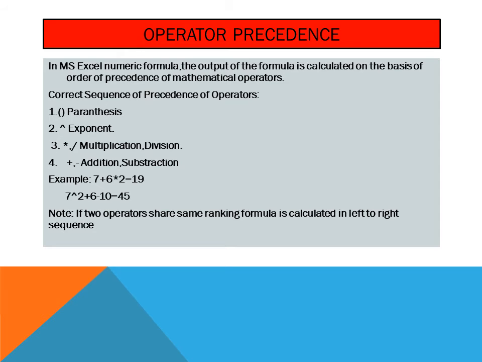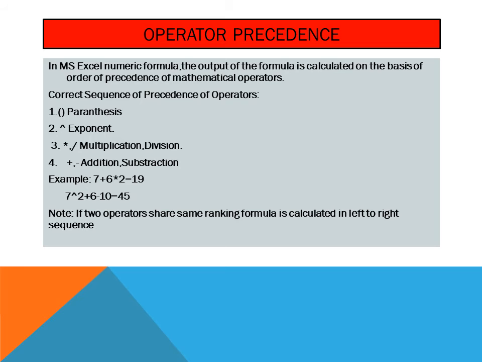Suppose we are not following that, then our answer will come different if we solve addition first. Suppose you are doing addition first, the answer would be 13 into 2, that is 26. So that is wrong according to the rules that we are using in writing the formula in MS Excel.